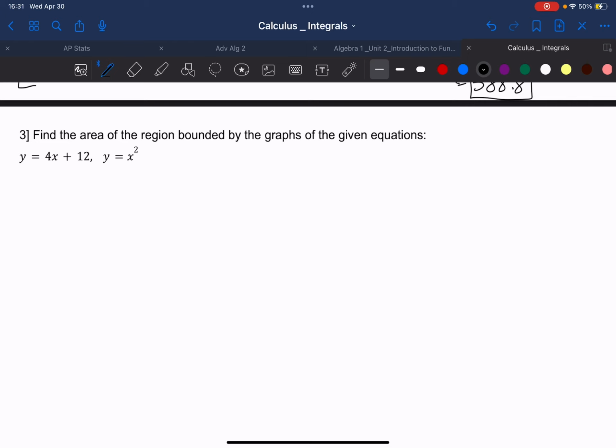Example 3. So in example 3, notice they give us 2 equations, but they don't give us a graph and they don't give us any of the intersections. So that's what we're going to have to do first. So first I'm going to find the intersections.